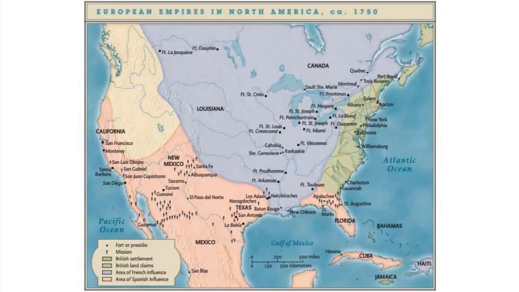Here's a map depicting the European empires in North America as of 1750. So you obviously have here in green the British American colonies. In red you have Spanish influence. And then in the lavender purple color you have French influence.